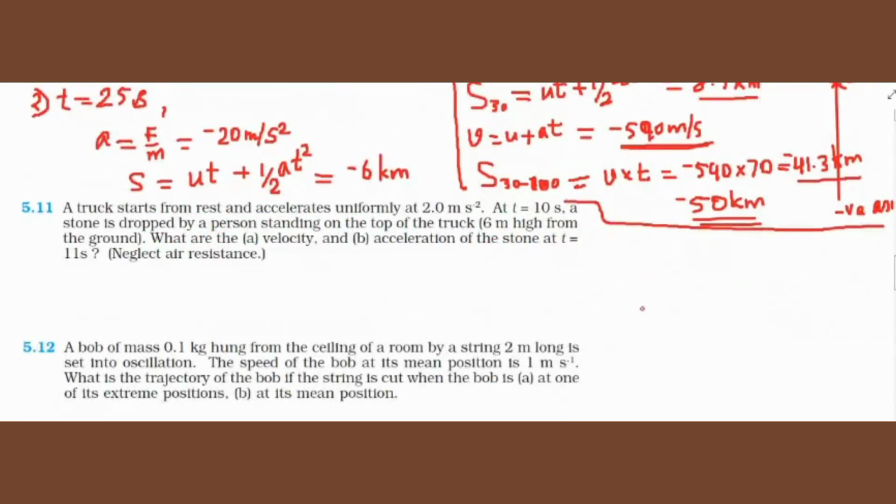So that's about question 10. Now next, question 11. The truck starts from rest, accelerates uniformly at 2 meter per second square. At t equal to 10 seconds, a stone is dropped.